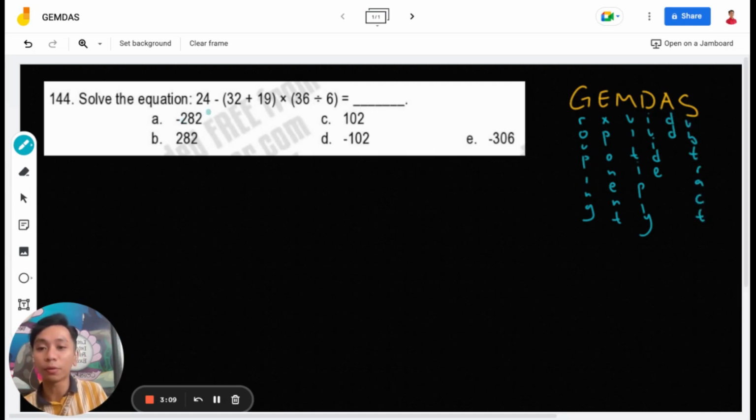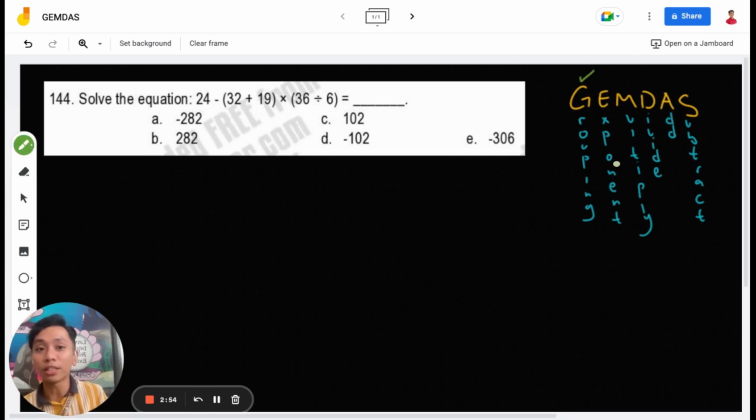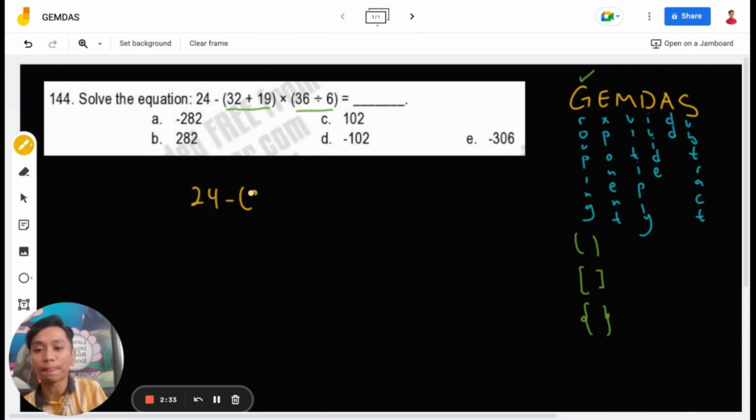So, kapag nakakita ka ng 24 minus the sum of 32 plus 19 multiplied by the quotient of 36 and 6, which is, by the way, the proper way of reading it. Tingnan mo lang yung rule. So, una mo susundin sa ayon dito ay yung letter G. Meron bang mga naka-grouping symbol? Grouping symbol, yan yung mga parentheses, pwede rin brackets, kagaya ito. Minsan, ganito rin, gumagamit ito to group certain quantities. At una mo makikita, uy, ito, yung 32 plus 19, at saka 36 divided by 6. So, agad-agad, pwede mong unahin yan.